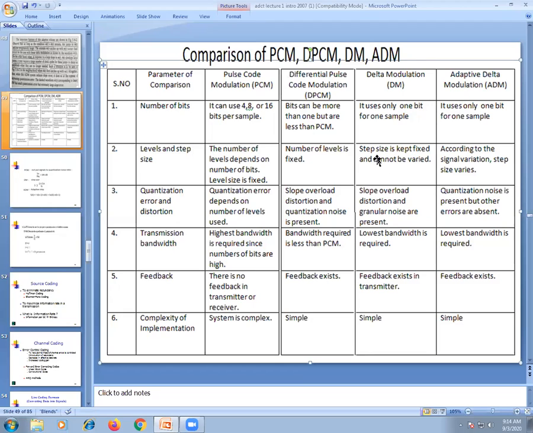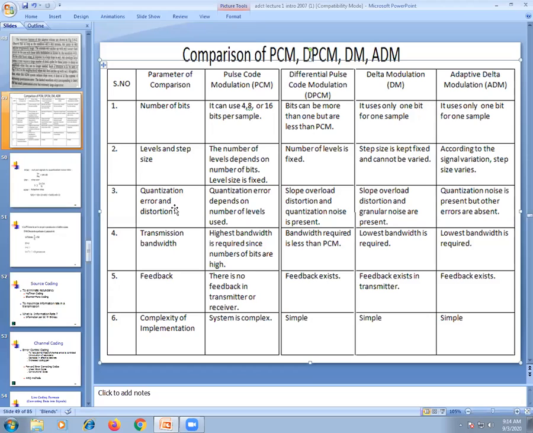Here the step size is kept fixed and cannot be variable. That is uniform step size in the delta modulation. Now, according to the signal variation, the step size varies. That is the adaptive delta modulation, where step size varies. In delta modulation the step size is uniform; in adaptive delta modulation the step size is variable, not uniform. Observe that difference.